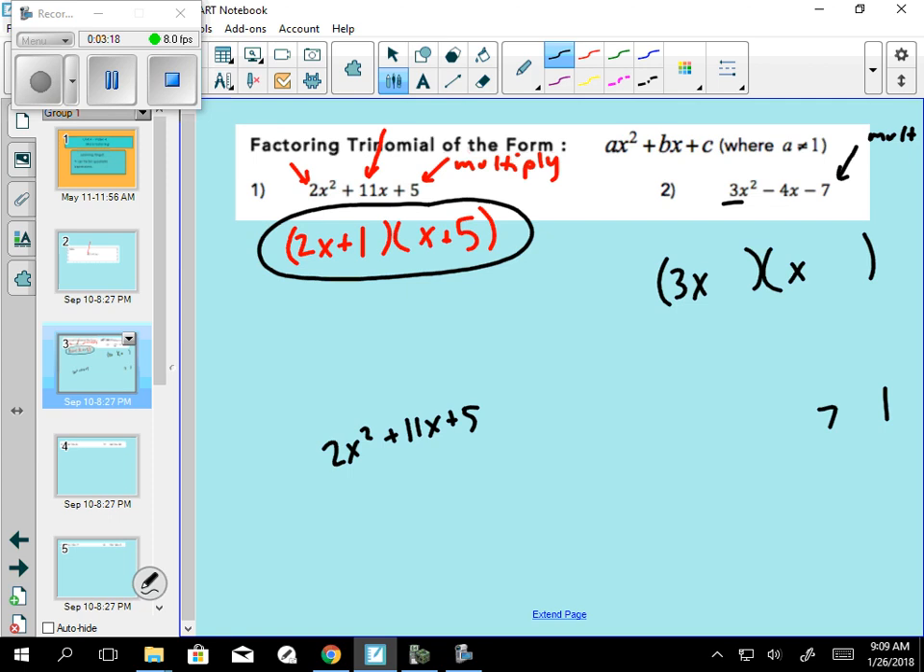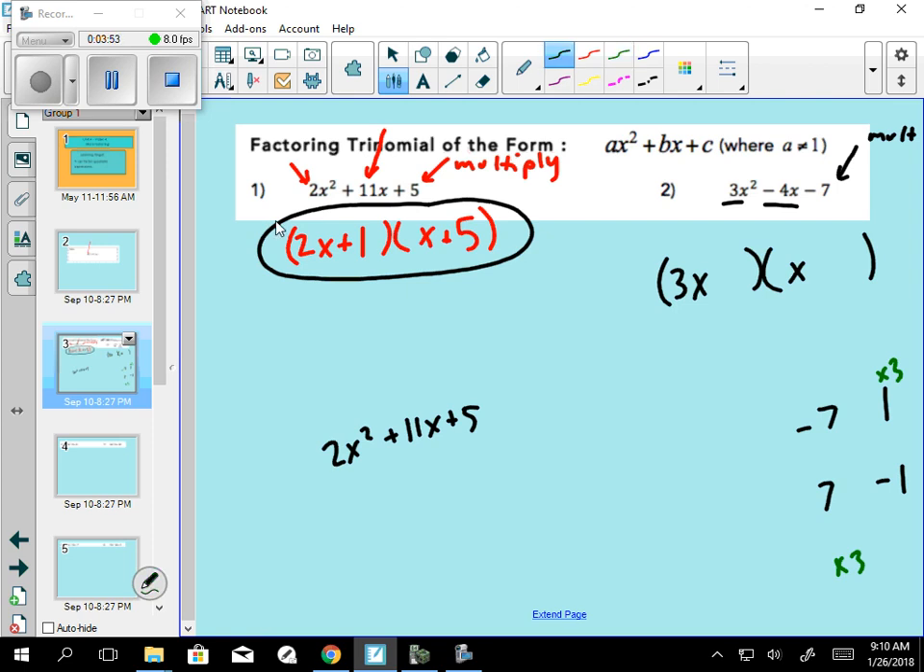We have to figure out how we can get these to add up to negative 4. But we also have to remember one of these needs to get multiplied by 3. If we multiply 7 times 3, that's going to be 21 and 1. That's not going to give us 4. But I think if we multiply the 1 by 3, then we can get negative 4 out of it, because 1 times 3 is 3, and 3 plus negative 7 is negative 4.